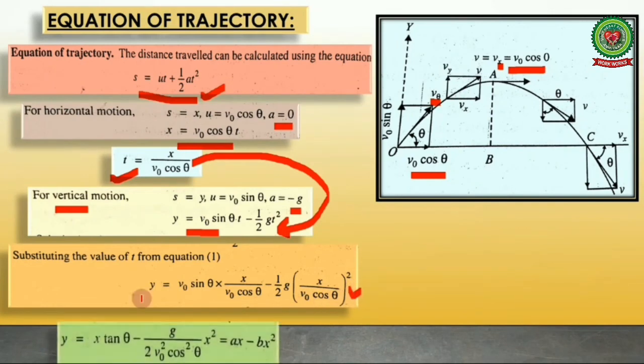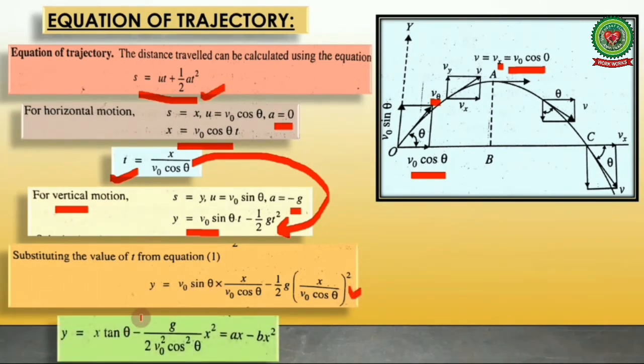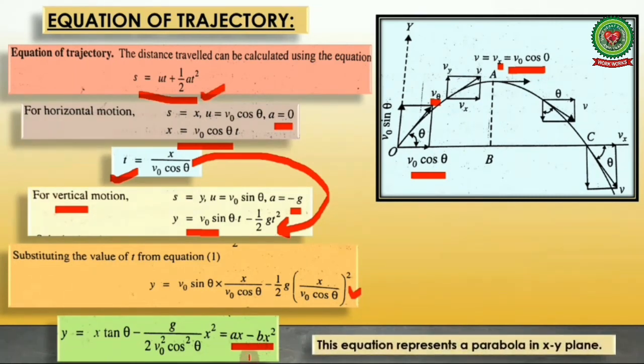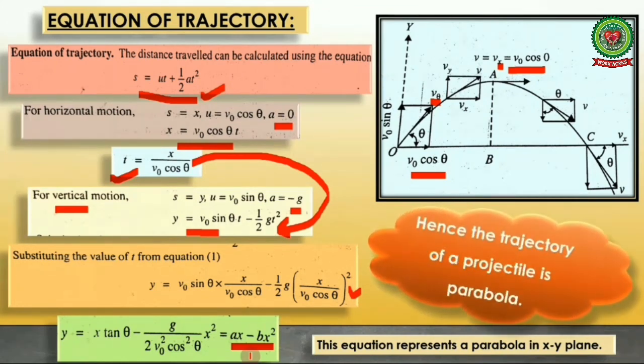So after solving it out, we got y is equal to x tan theta, as sin theta divided by cos theta is tan theta, minus g divided by 2 V naught square cos square theta times x square, and this equation is equivalent to ax minus bx square. This equation represents a parabola in the xy plane. Therefore, the trajectory of a projectile is a parabola. Since this equation resembles the equation of a parabola, we can say that the trajectory of a projectile is a parabola.